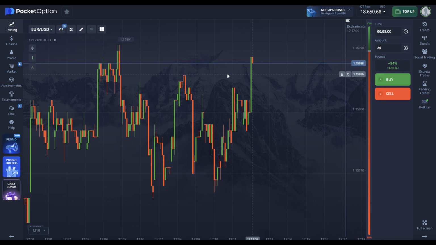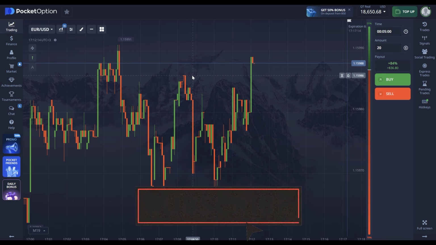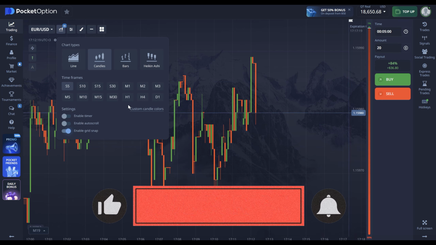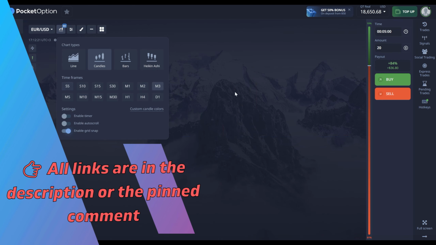Hello everyone, we are on the Broker Pocket Options trading platform. Today we're trading on a clean chart. We'll be making money from support and resistance levels. The expiration time is 5 minutes, and for now, I'll probably keep the bet amount at $20.